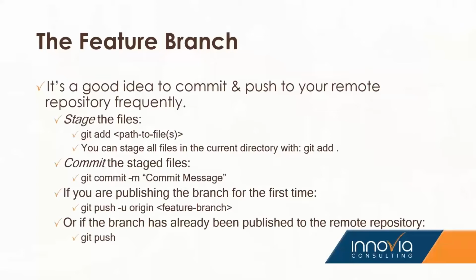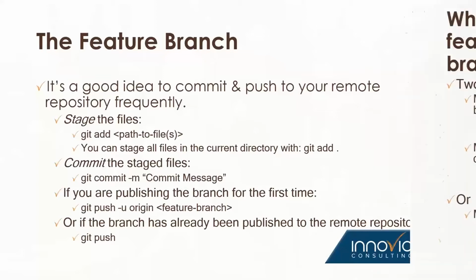If we are publishing our feature branch for the first time, or any branch, you'll do a git push and then specify -u. That's shorthand for set upstream. Then we'll declare origin as our upstream. That's the name of the remote repository, the default git name for it. And then we'll specify the feature branch we want to publish. Otherwise, if we have already previously published the feature branch, we can just do a simple git push to push our commits up.